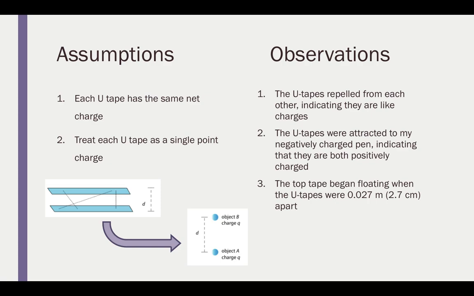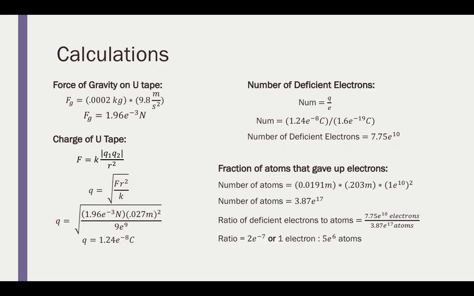I made a couple observations during this lab, and the first is that the U-tapes repelled from each other, which indicates that they are like charges. Secondly, the U-tapes were attracted to my negatively charged pen, which indicates that they are both positively charged. And third, the top tape began floating when the U-tapes were 2.7 centimeters apart.